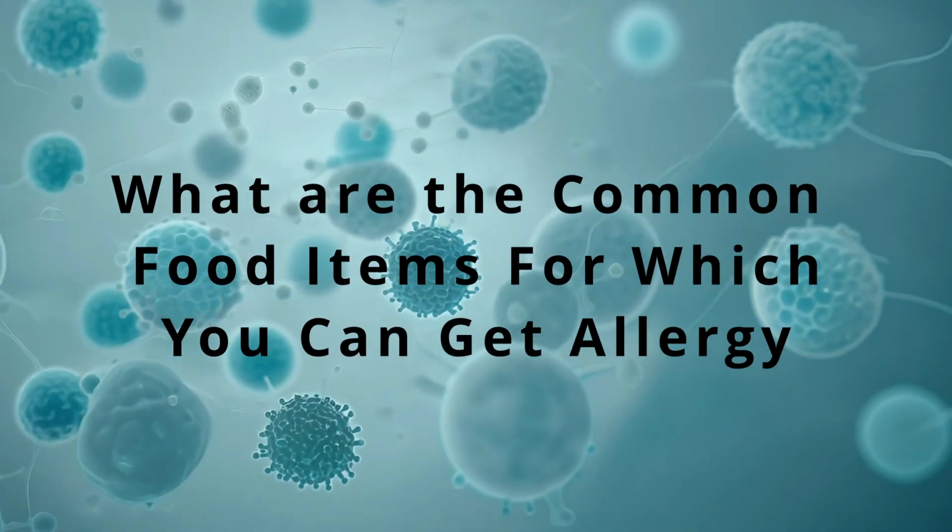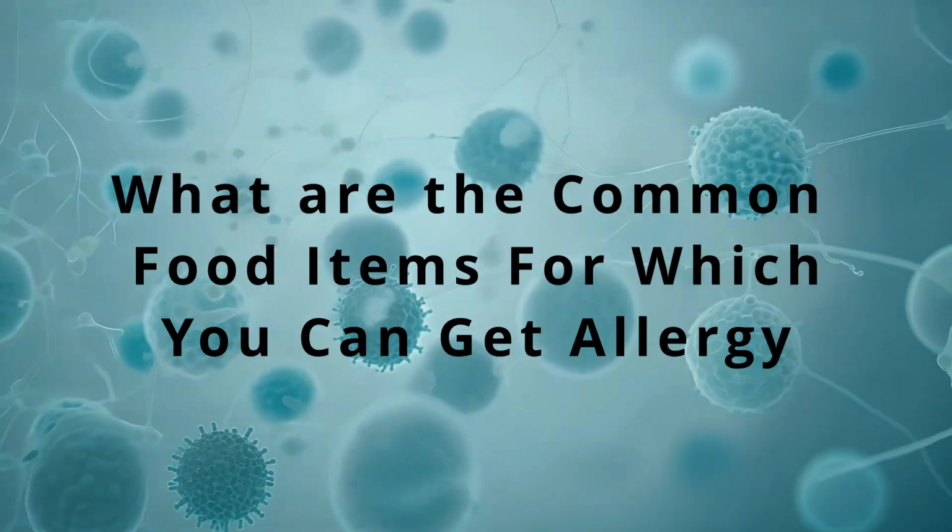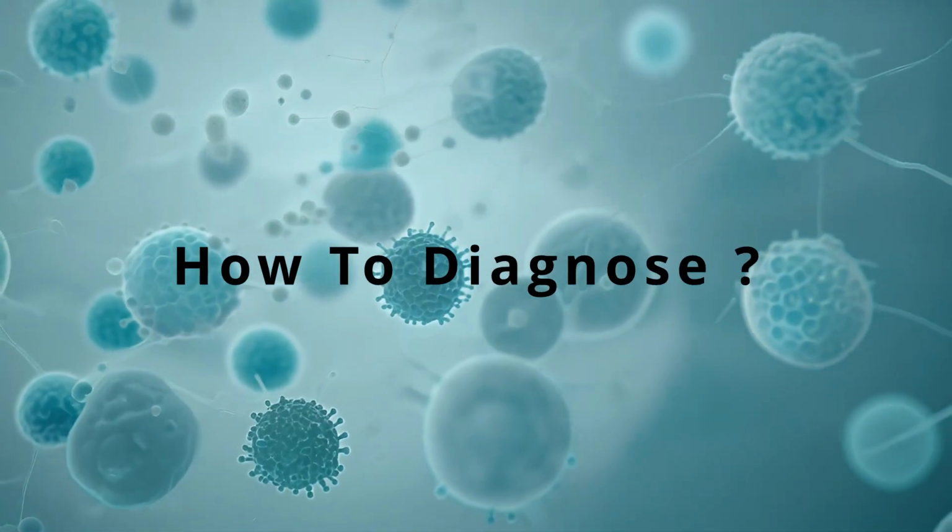So let's see what are the common foodstuffs to which you can get allergies. One is egg and milk, seafoods like sea fish and shellfish, then peanuts, tree nuts, and wheat. So these are very common foodstuffs. You have to find out which food is actually causing the allergy. Let's discuss how to diagnose it.